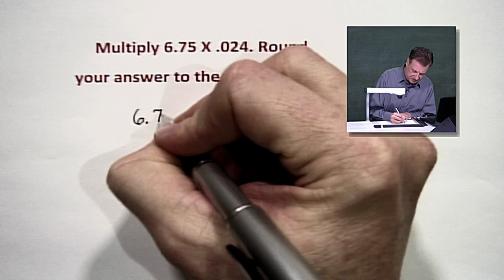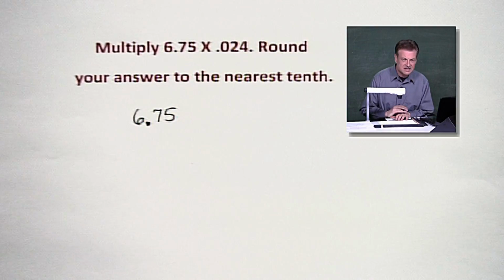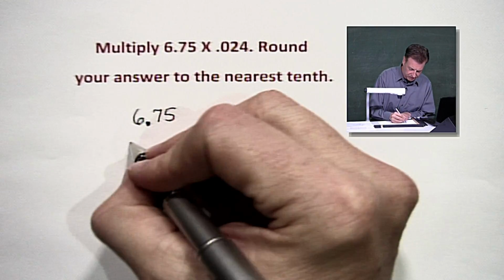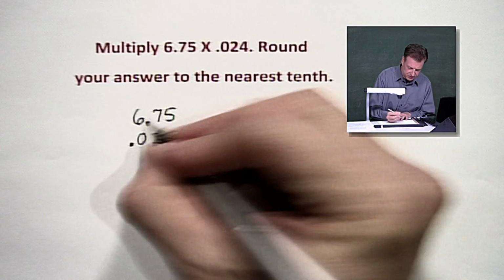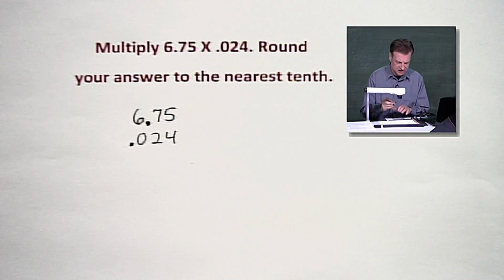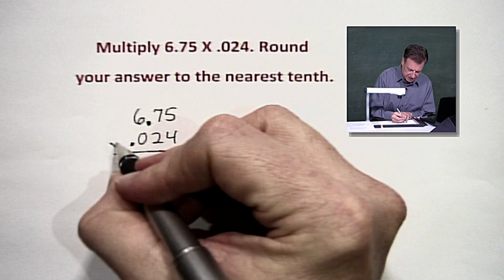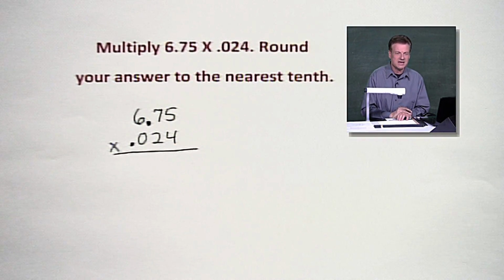I'm going to take it as 6 75 hundredths, put it on the top. And underneath there, I'm going to put 24 thousandths right there. And I'm going to make sure we know where our decimals are, because that's going to be very important in our final answer, all right? And this is a multiplication. We're just going to do good old straightforward multiplication.